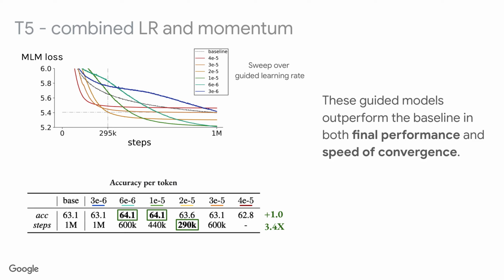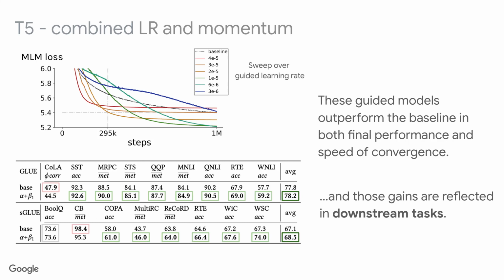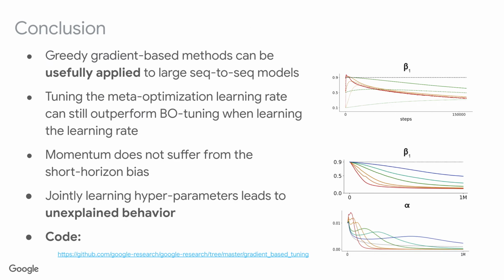This is a promising boost in performance on the training objective, but for T5 we really only care about performance in the downstream tasks. When we fine-tune the guided and baseline models on the downstream tasks, we see that the gains in pre-training are reflected across most of the downstream NLU tasks.